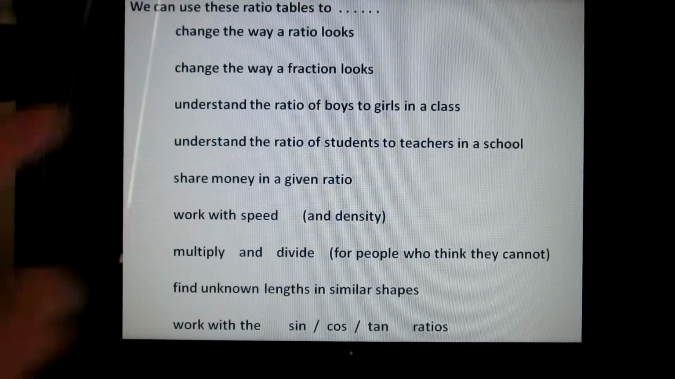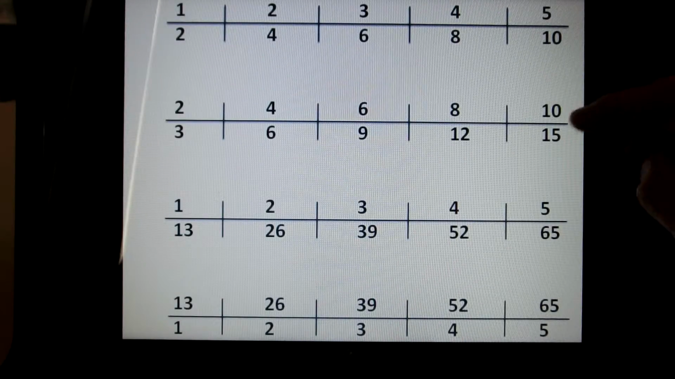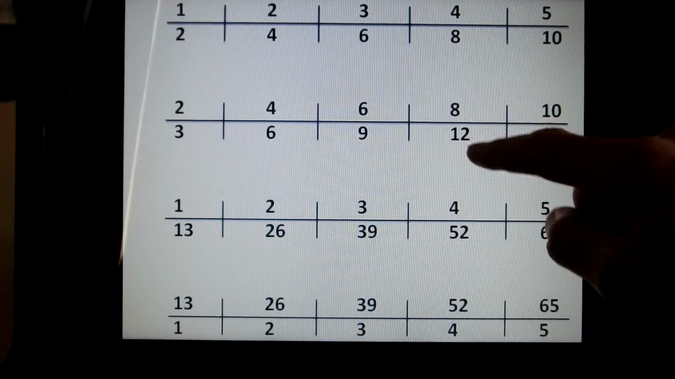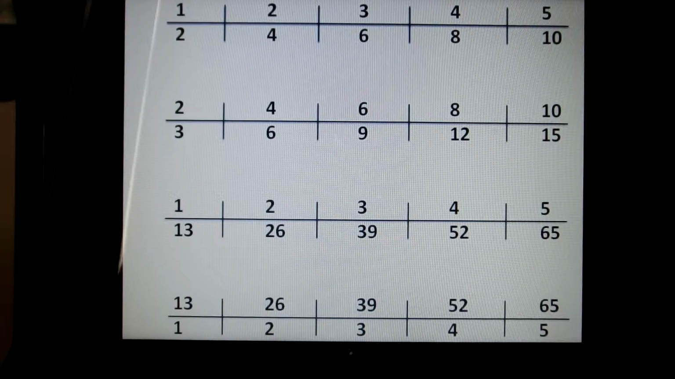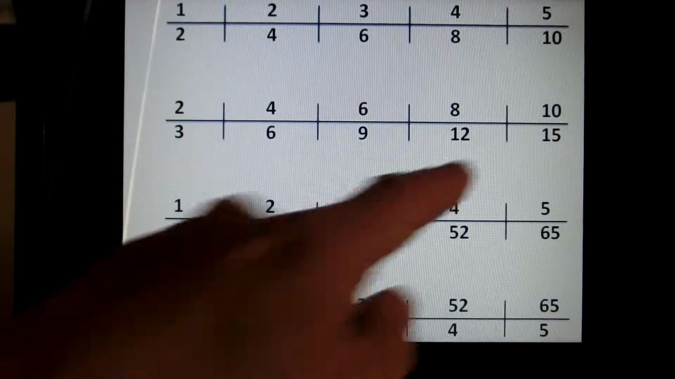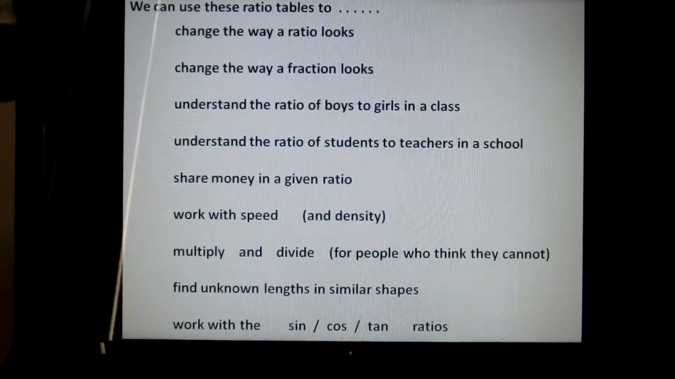Right. Understand the ratio of boys to girls in a class. So I mentioned that before, I think. If the ratio of boys to girls was 8 to 12, that would be the same as 2 to 3. We can use it for any kind of problems where we knew the number of boys and wanted to find the number of girls. So if there were 10 boys in the class, there'll be 15 girls. You can use a ratio table to help you solve simple problems like that.